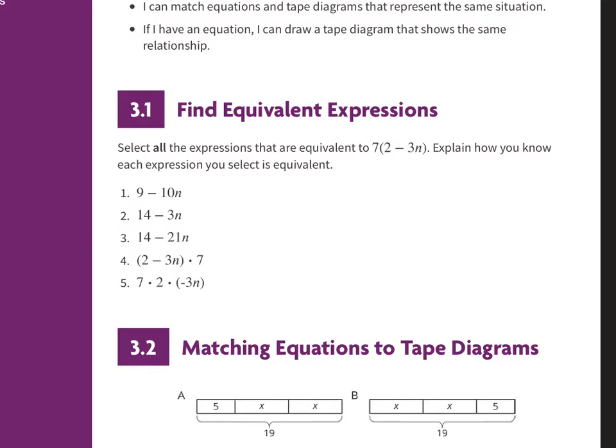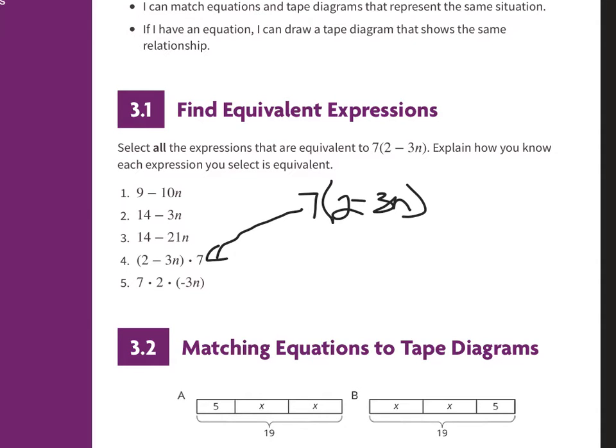So select all the expressions that are equivalent to 7 times the quantity of 2 minus 3n. Whenever I have parentheses, that just means quantity. That's a fancy way of saying parentheses. All right, so if I go 7, 2, 3, n. Okay, so if I have a number right next to the parentheses, that means multiply. So I can automatically see this right here is the same.